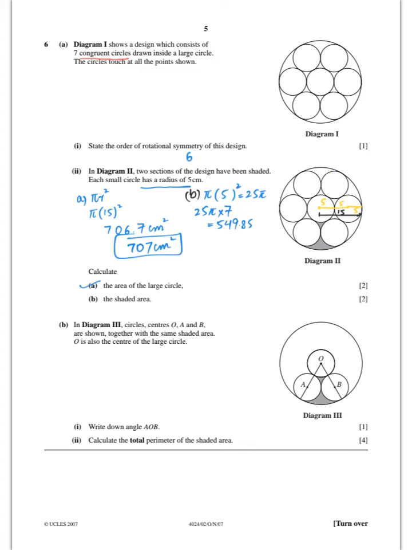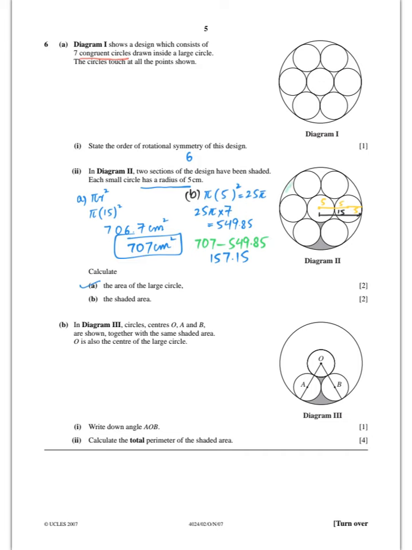Alright. So now what we will do, if we subtract the area of these small circles from the area of the larger circle, that means 707 minus 549.85. So what is the leftover part? The leftover part is all these portions in which one is shaded. Alright, so if we subtract it, that leads to 157.15.